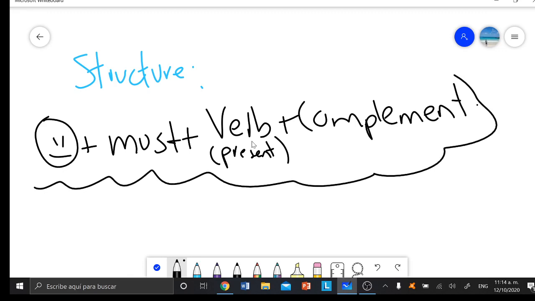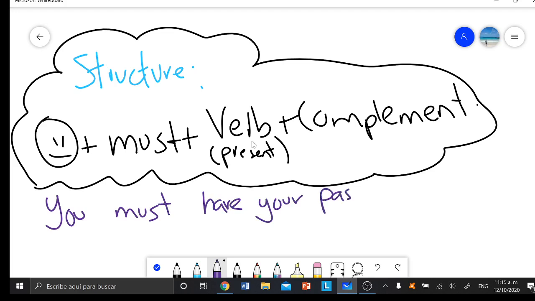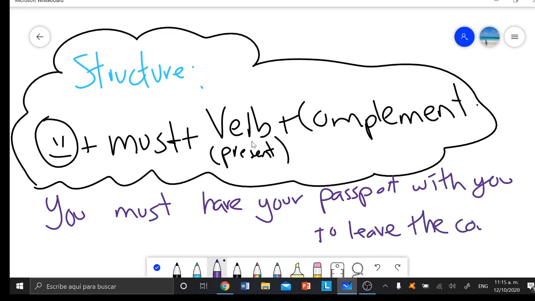Okay, I'm gonna tell you an example so you guys can see. Les voy a dar un ejemplo para que ustedes puedan ver qué onda. An example could be like this. You must have your passport with you to leave the country. Here it is. You must have your passport with you to leave the country.